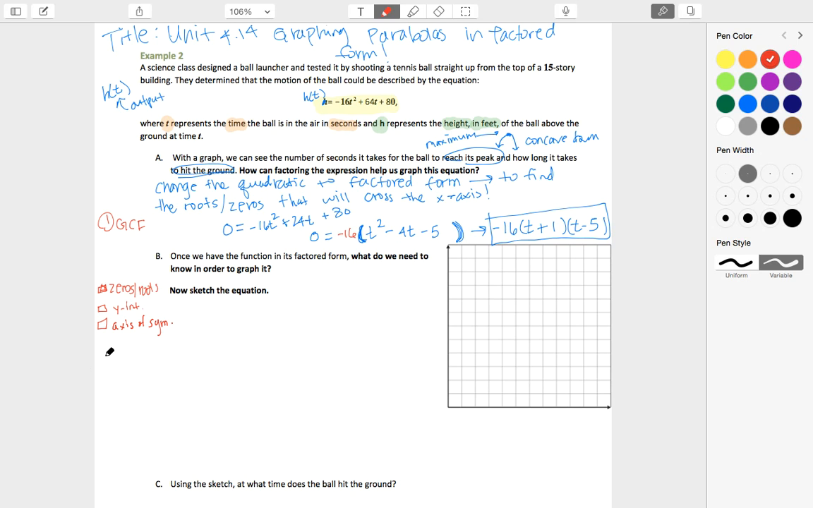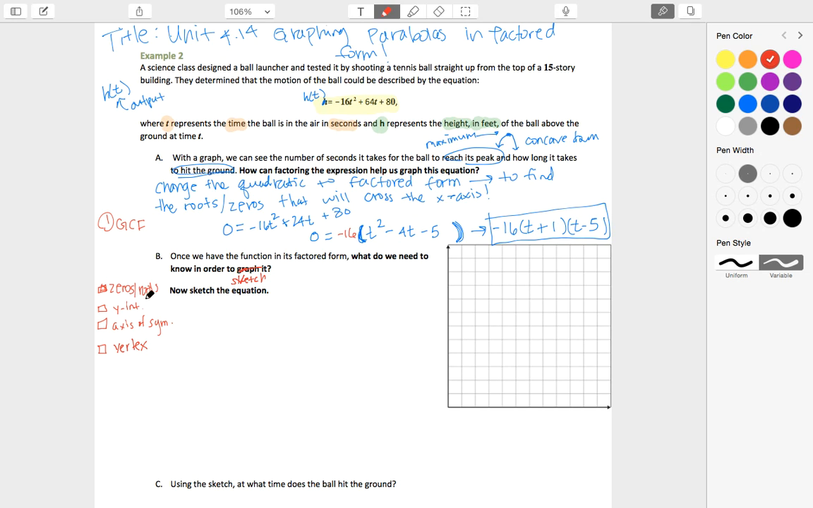I'm going to abbreviate. And we also need to know the vertex. Okay, so these are the 4 things that are very important for us to determine. This is a typo, we want to sketch, not graph. So in order to sketch, these are the 4 things that we need to know.